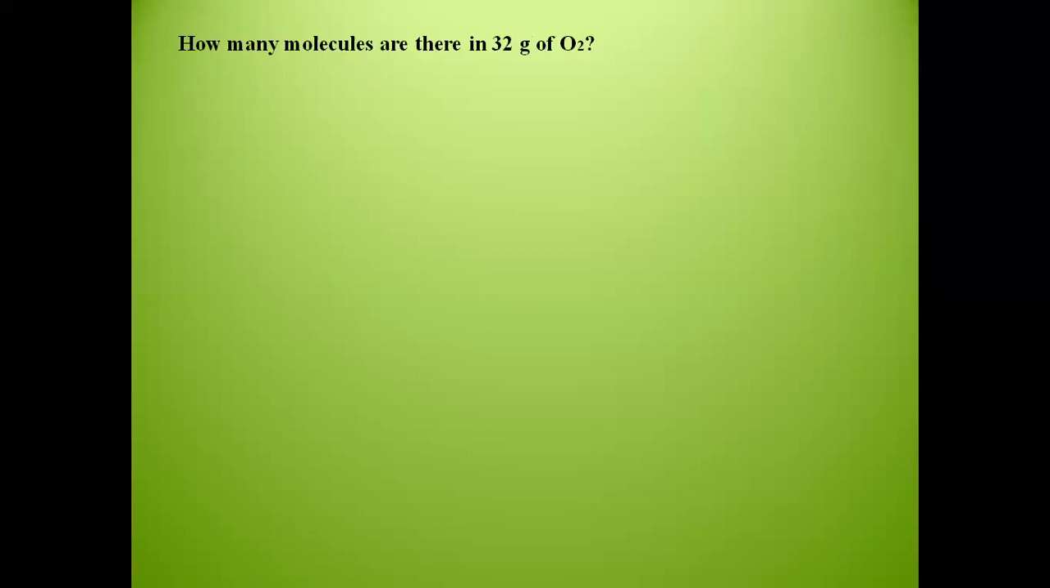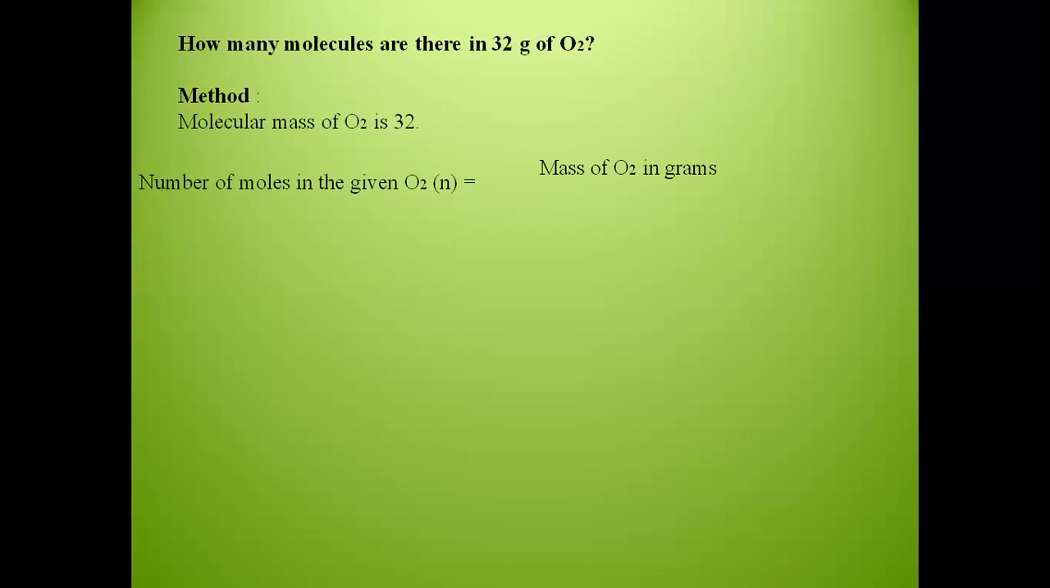This is how we had solved few examples before. How many molecules are there in 32 grams of oxygen? To calculate this, first we calculate the molecular mass of oxygen, which is 32. And how did I get the molecular mass of oxygen as 32? Because the atomic mass of oxygen is 16. So 16 into 2 is going to be 32. So that is the molecular mass of oxygen. Then we use the formula of number of moles, which is mass of oxygen in grams upon molecular mass. Mass of oxygen they have given to us is 32.